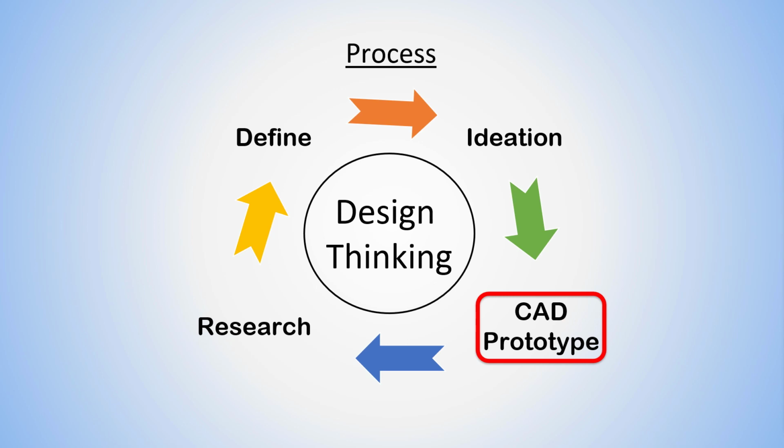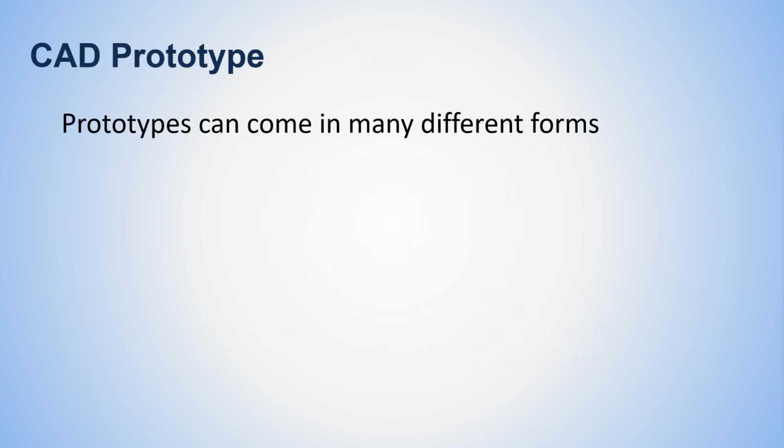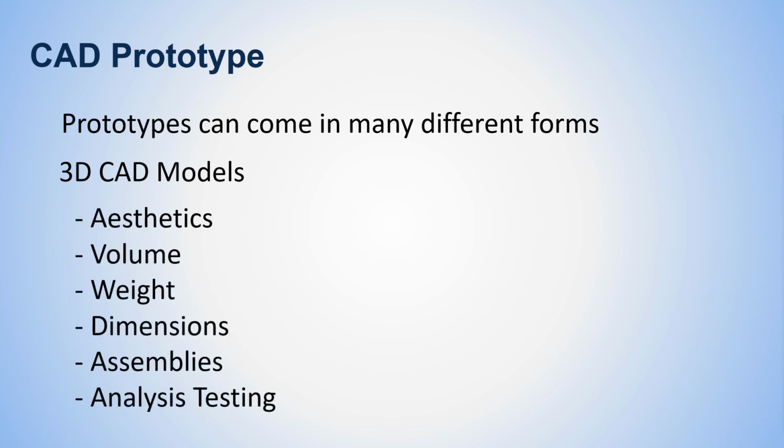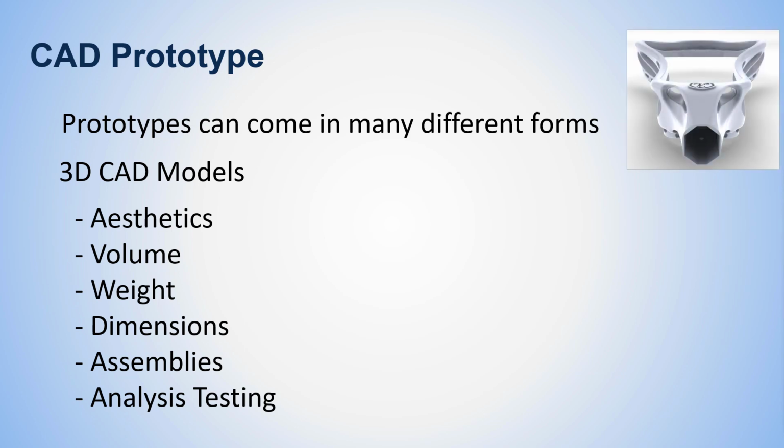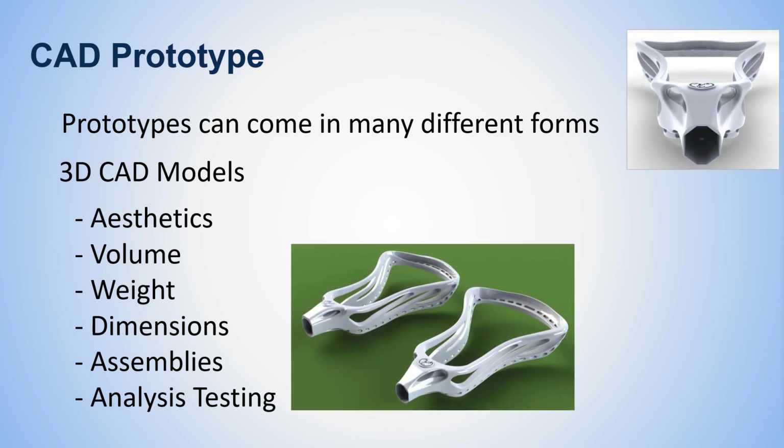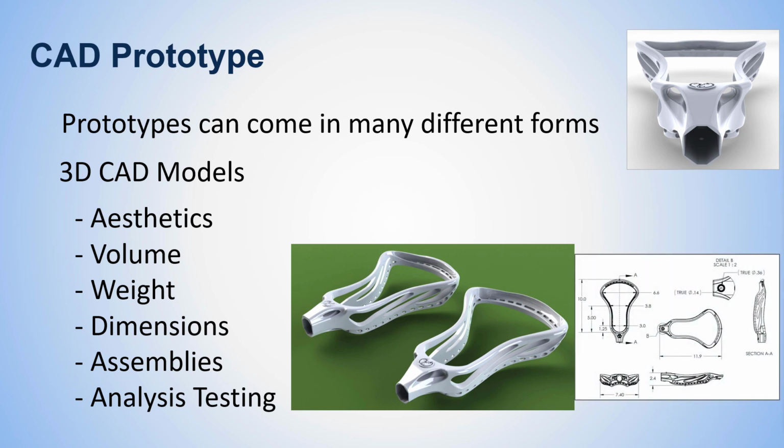Now with the ideas that were fleshed out, you're going to take those, and when you have the follow-up meeting, you're going to whittle those down to a certain few, and we're going to go ahead with engineering and then develop them into CAD and a prototype. Now, prototypes can come in many different forms. They can be a tangible foam model, a 3D CAD model, or a 3D printed model. Now, the 3D CAD model is a great way to build a prototype because we can look at the aesthetics, we can look at volume, weight, dimensions, assemblies, and analysis testing, and we can get a very good look at what our product will become.